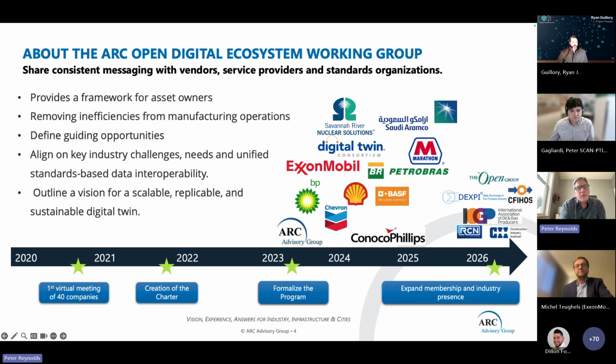A little bit about the working group. There are currently, I would say, 10 to 13 asset owners that are part of this consortium. We started in 2020 with 40 companies that started meeting virtually and gathering requirements for digital twins. We created a charter for the working group in 2022 and formalized the program in 2023. So where we are right now, with this group of asset owners, we're starting to engage more of the industry groups, the standards organizations.